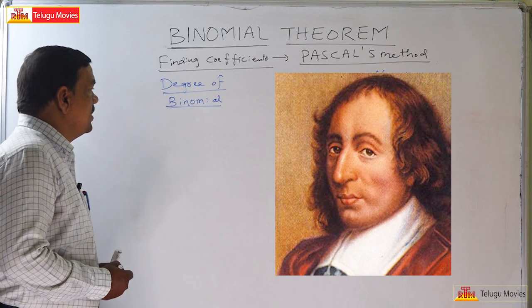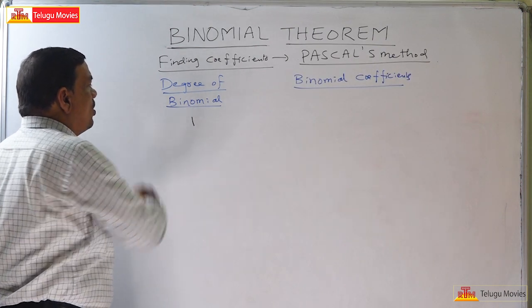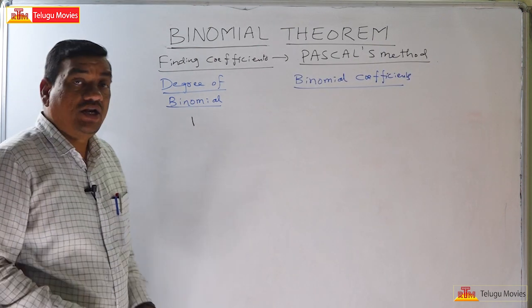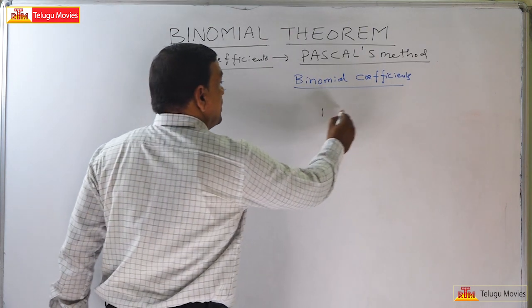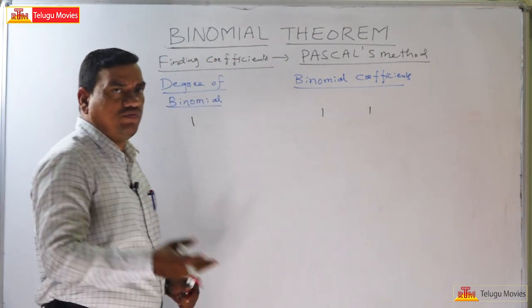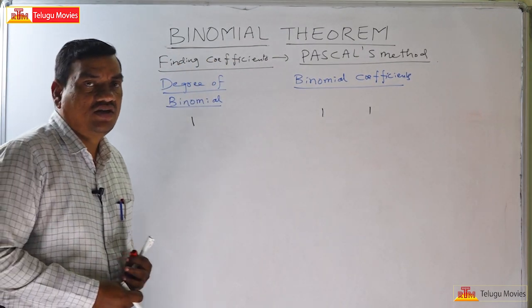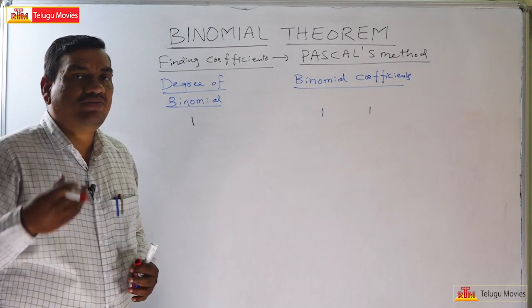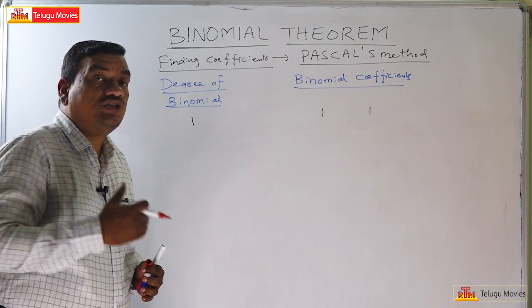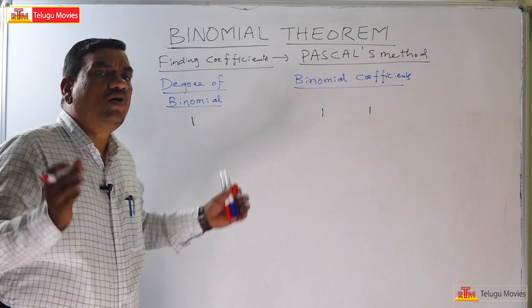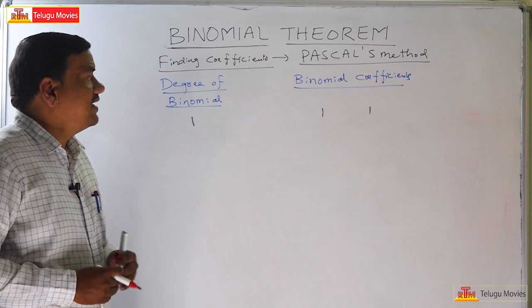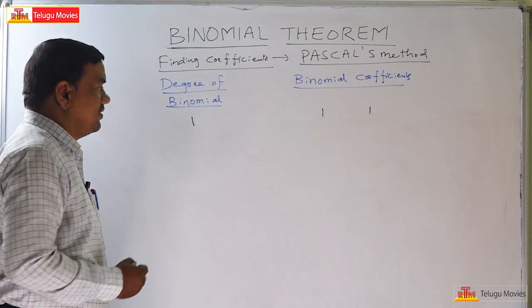Okay now. Right. If the degree of the binomial is 1, the binomial coefficients are 1 and 1. Binomial coefficients means what we have just discussed. All these nC3, nC1, nC2, 4C0, 4C1, 4C2 are called binomial coefficients. So he said that the binomial coefficients are 1 and 1.